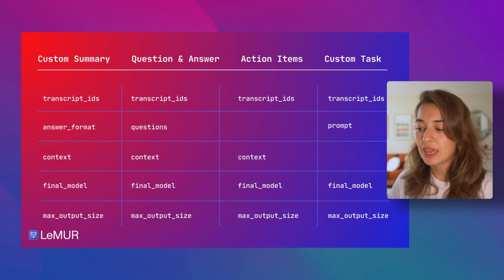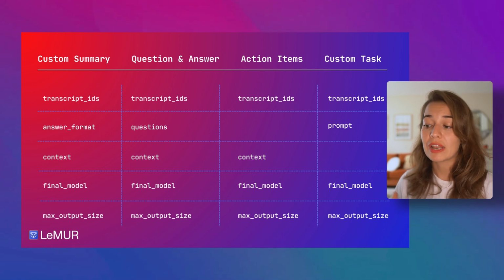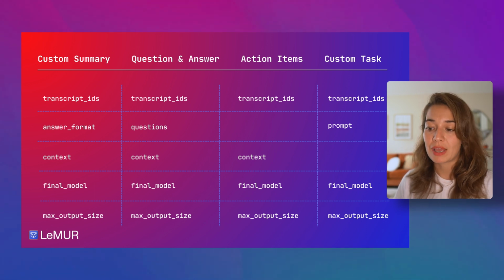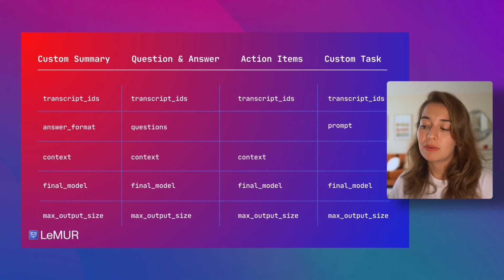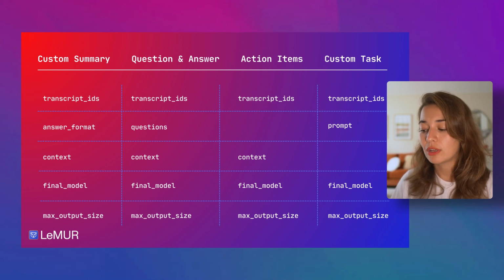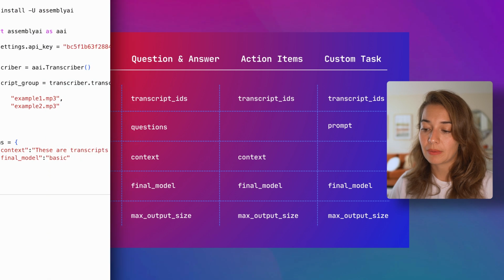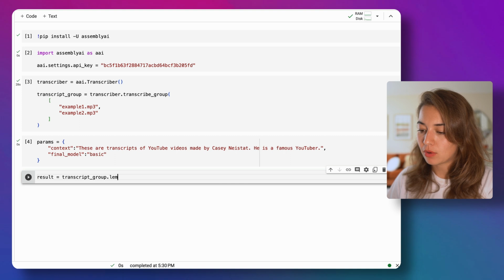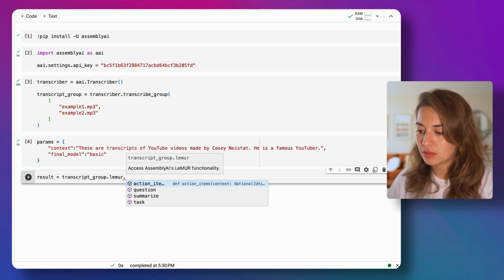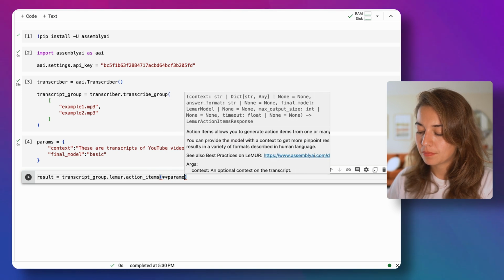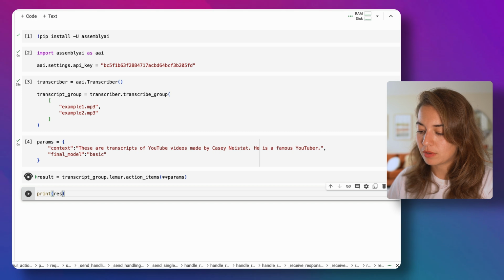For this endpoint, we cannot really pass any other extra information or any other extra instruction like we did with the question answer one or the custom summary one, where we were passing what kind of summary that we want or the questions that we want to ask. But with the action items endpoint, what we do is to create action items, so we do not need to instruct LeMUR specifically. And let's get the results through the transcript group by calling LeMUR action items, passing the parameters to it. And then I can print the results.